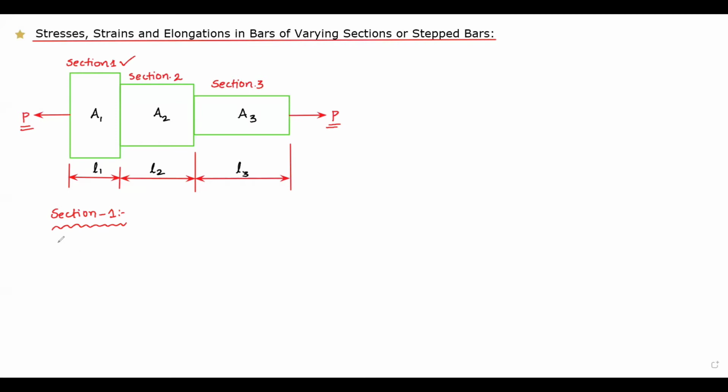Stress, which is denoted by sigma suffix 1 because it is section 1, is equal to the ratio of load to the cross-sectional area, right? Load is P and cross-sectional area is A1. Similarly, let us calculate the strain now. Strain, which is E suffix 1, is equal to change in length to the original length. So change in length, which is delta L1, by original length, we have L1 here. Look at the original length here. Clear? And then after that, we need to calculate the elongation.